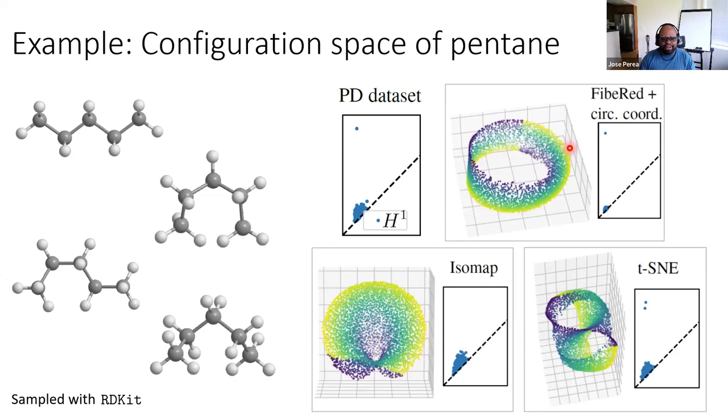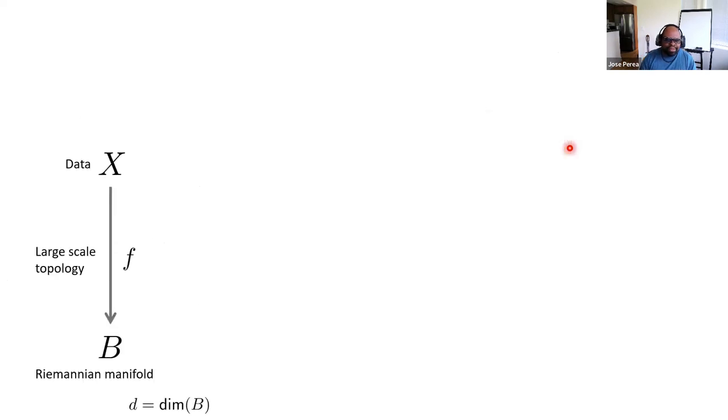So how does FiberED work? What is the idea? The idea is that if you have a data set that is very complicated topologically, you should first parametrize the topology. Do that first. So we're going to do that by constructing a map from the data to some Riemannian manifold B. If your data set is a Mobius band, then you can think of B as a circle and the projection F as just projecting onto the equatorial circle of the Mobius band. Alternatively, if you know about circular coordinates, you can compute the circular coordinate for the data.